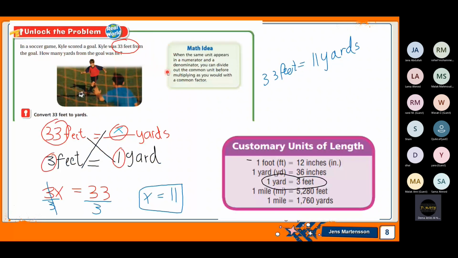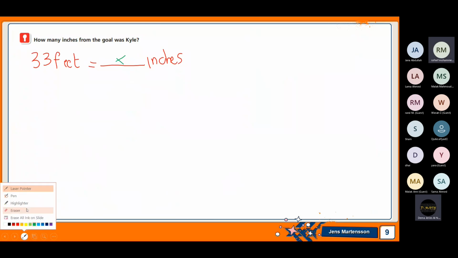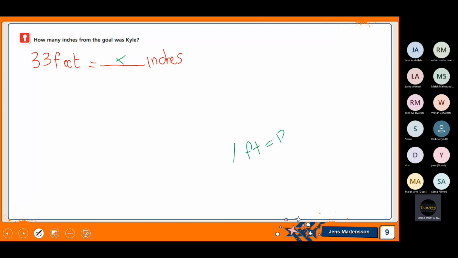Now, where is the feet and inches? It's the first one: 1 foot equals 12 inches. So remember, here we put 33 feet, and 12 inches under the 33. Now, where are the inches? Under the inches, under x. You arrange them: inches under inches, feet under feet.